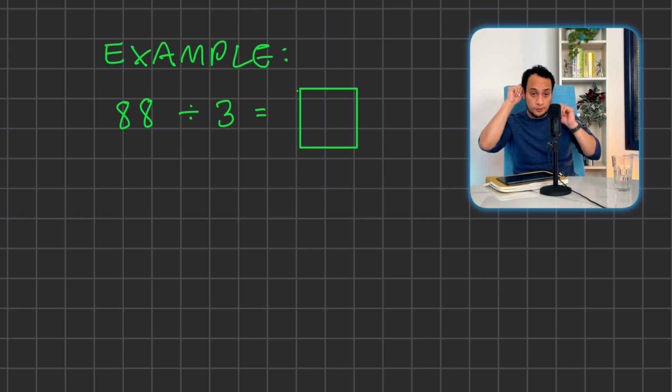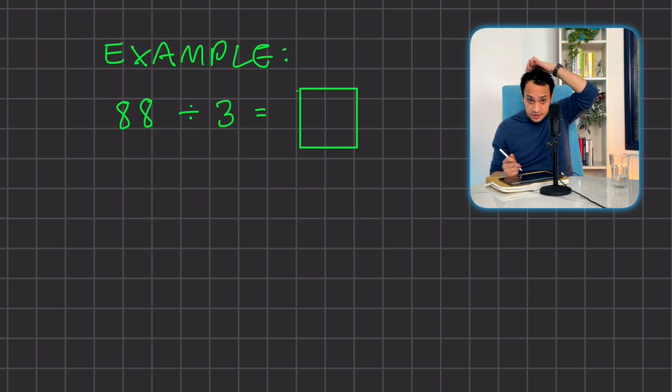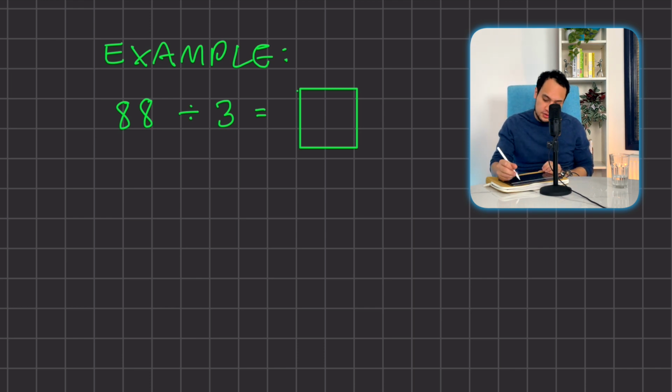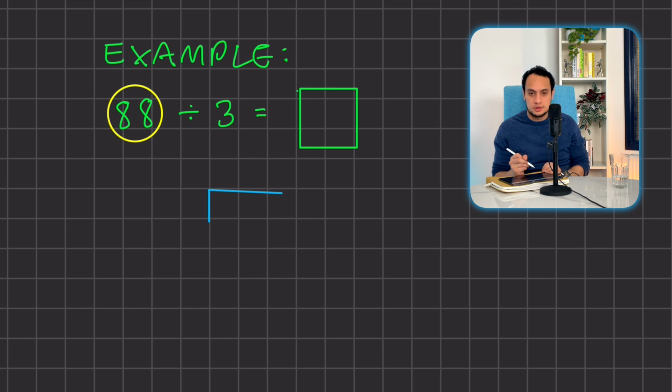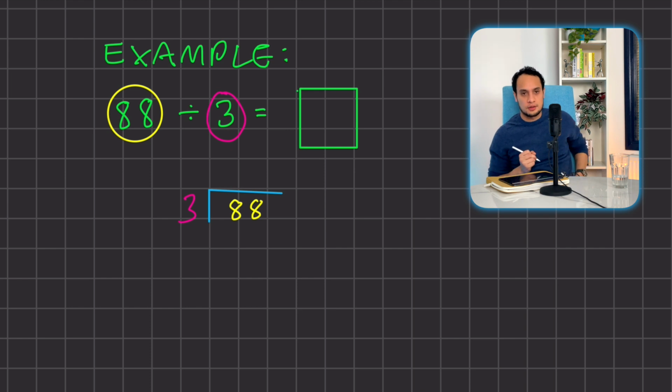Okay, let's do another one, but this time with remainders. Suppose we've got this sum here, so 88 divided by 3. 88 divided by 3 will leave us a remainder. So again, I'm going to start exactly the same way. I'm going to draw my bus stop. What I'm going to do, first of all, is again start by writing the number to the left of the bus stop. I am going to take this 3 and place it to the left of the bus stop like I did last time. This time I'm not going to write out my multiples of 3, but remember them.